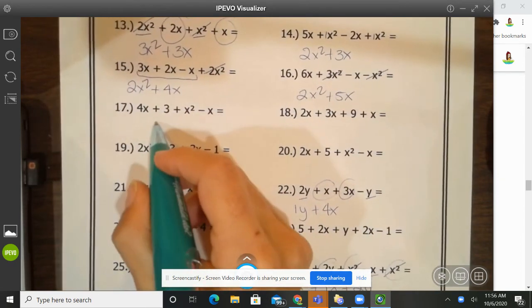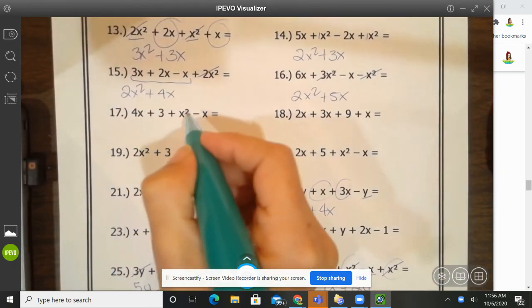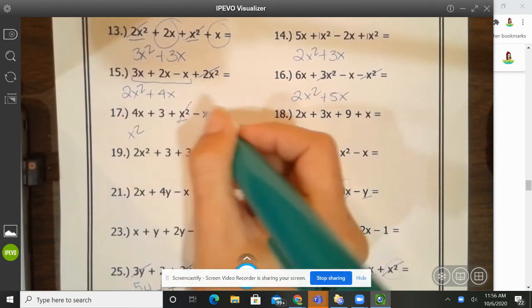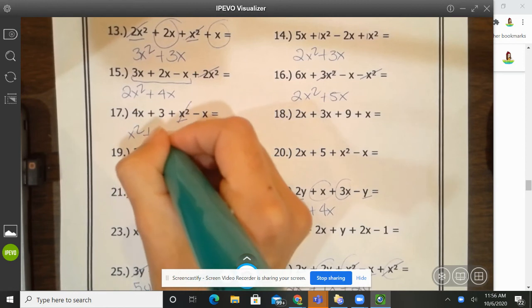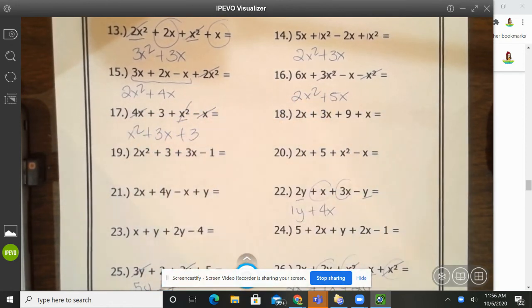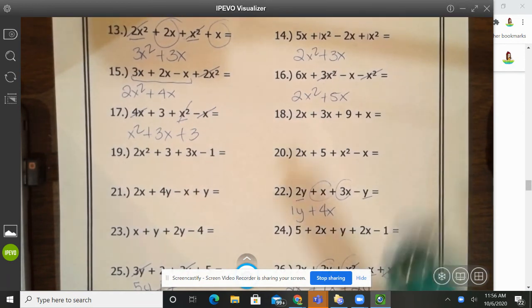Let's do this to end. We have a higher exponent, so that's x squared. 4 minus 1 is positive 3x. And then plus 3. And that's all I can do there. I hope this helps.